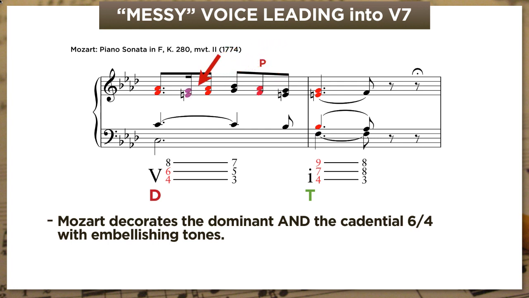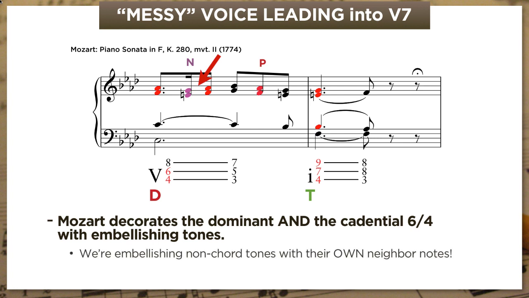Now look at the purple notes. I'm calling these lower neighbor notes to the notes of the cadential 6/4. But this brings us to a kind of paradox, right? Because now we're embellishing non-chord tones with their own neighbor notes. This actually happens a lot, although we haven't seen it yet in these videos. So it turns out that even among non-chord tones, some are ranked higher than others.